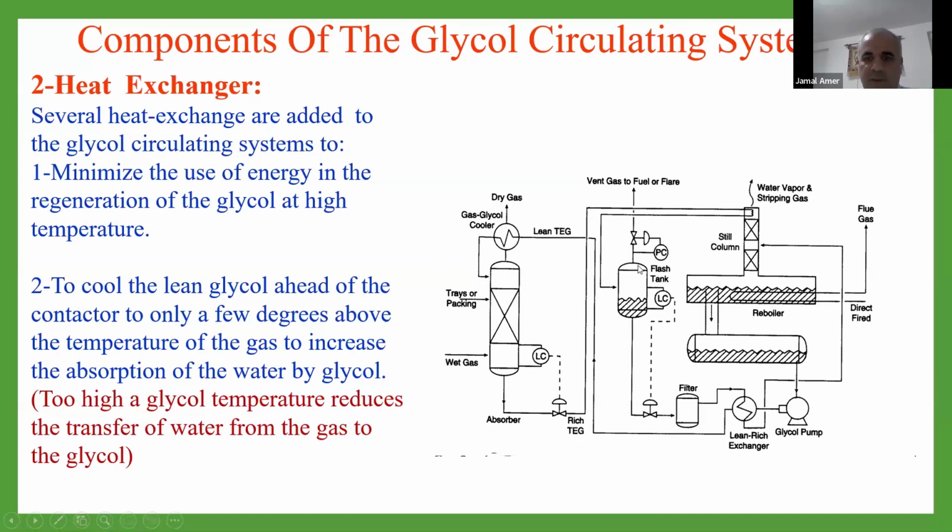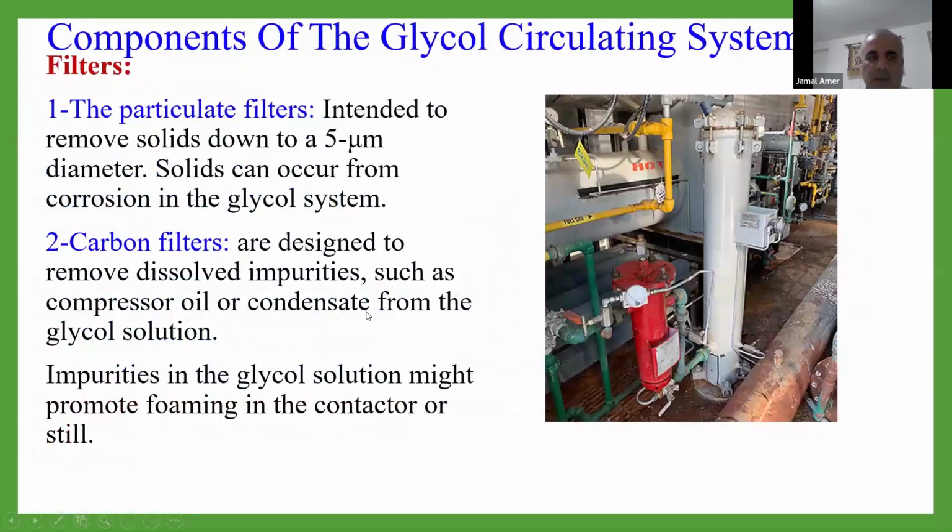Heat exchangers: we have two heat exchangers in the system, and also this gas-glycol heat exchanger. All the heat exchangers exchange heat between the glycol and the gas, and they reduce the load on the reboiler. So we heat the glycol first here in the reflux coil, then in the heat exchanger before entering the reboiler. Filters: as we said, we have two different types of filters, particle filters and carbon filters.